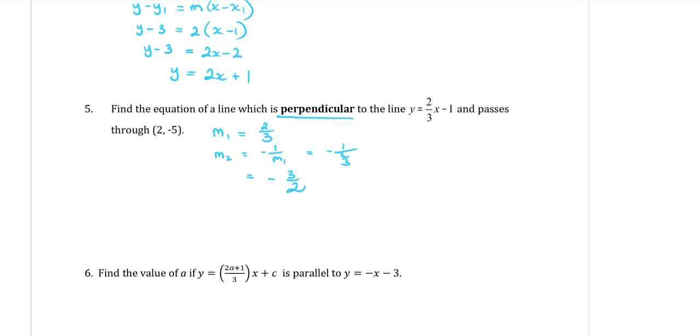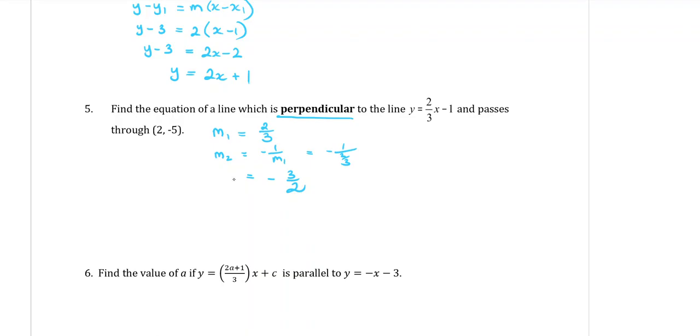Some people don't like to remember the formula, so it's often easy just to go, it's the negative reciprocal. So if it's a positive, it's going to become a negative. If it's a negative, it's going to become a positive, and the fraction will turn upside down, which is what reciprocal means. So that's how you get a -3 over 2.